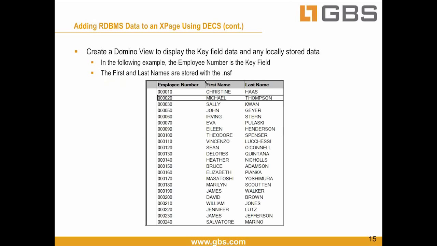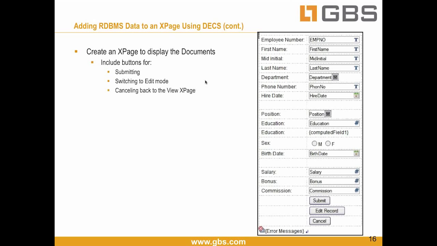You're going to create a Domino view that's going to display the key field data and the locally stored data. So in this example, again, I'm storing the employee number, the first name, and the last name so that we have the view navigation capability. And this view then becomes the basis for my view XPage. So I'll create an XPage to display the documents themselves, and this is just standard XPage development. There's not anything that is relational or JDBC or data specific to this.